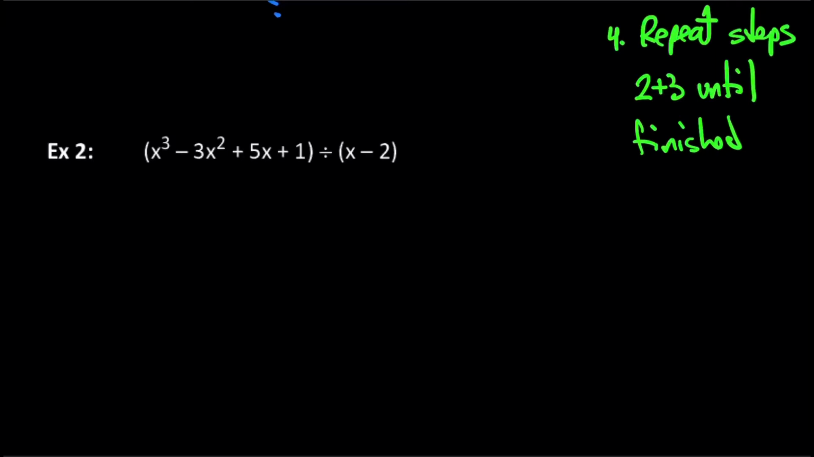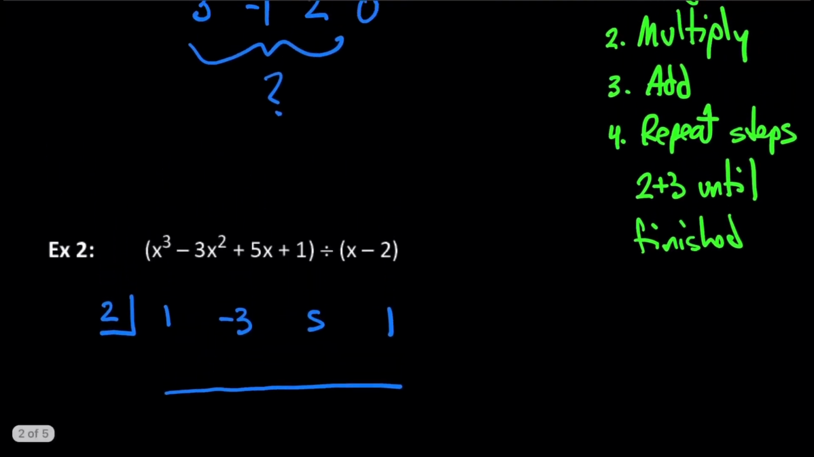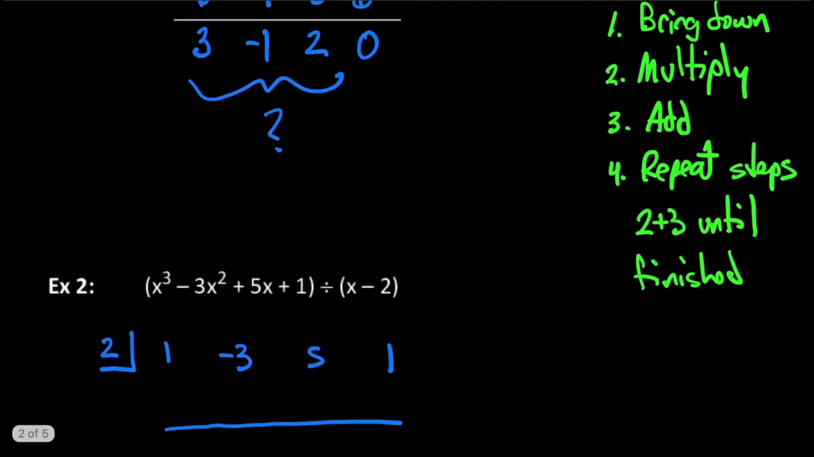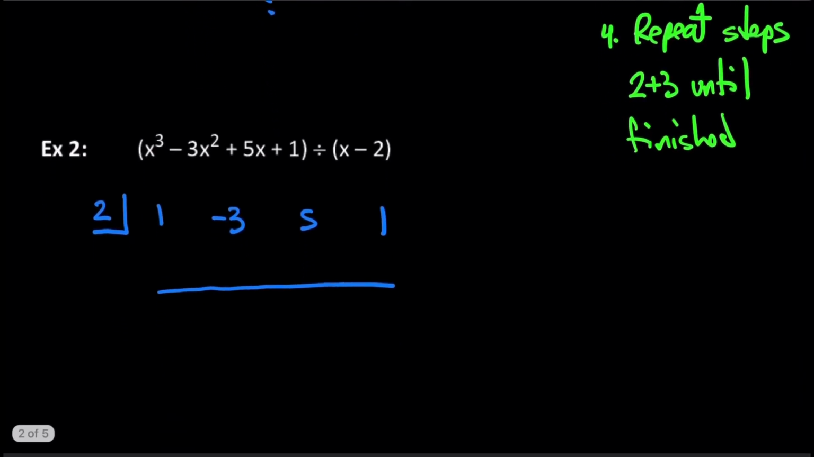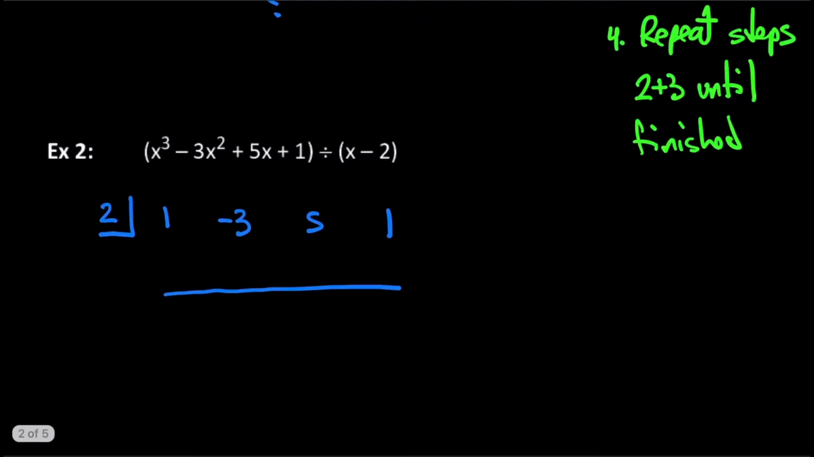So if I were to divide these polynomials, inside my synthetic division box, I would have a 2. The numbers outside the box would be 1, negative 3, 5, and 1. And now we're going to go through that process up above. Okay, so you can see over here on the right, I'm going to bring down, multiply, add, multiply, add, multiply, add until I'm done.